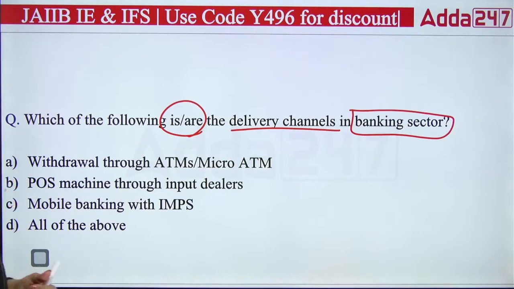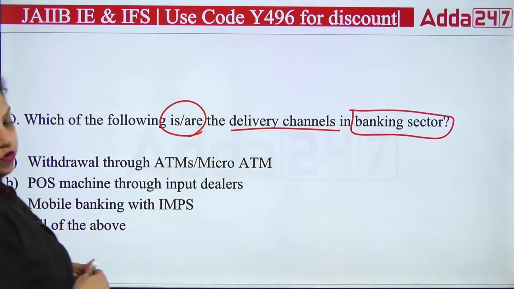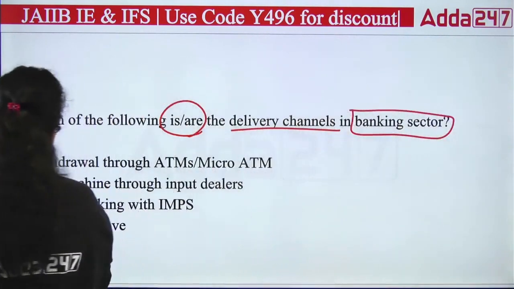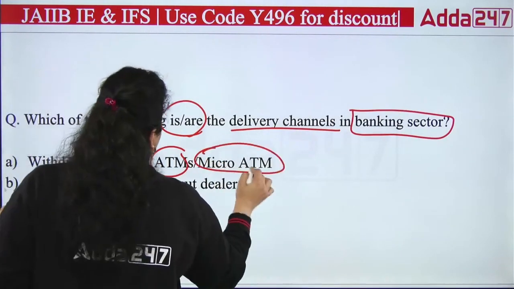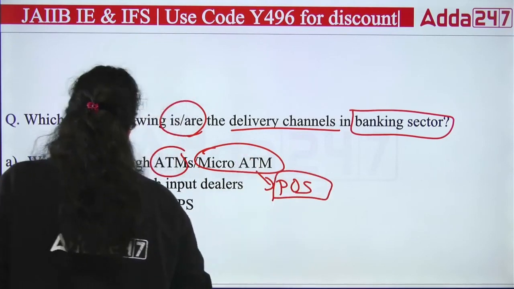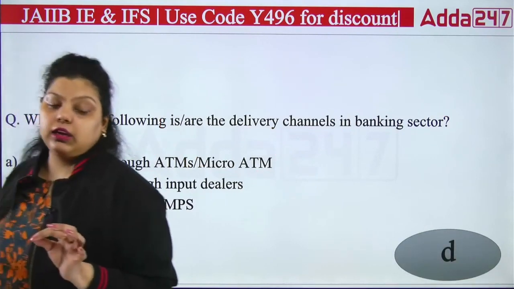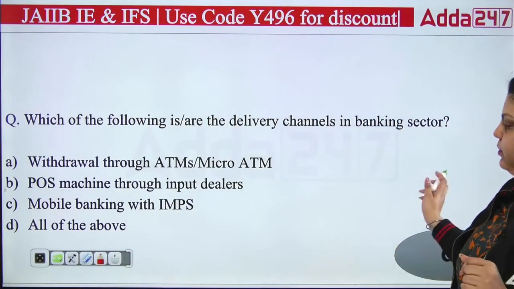POS is the point of sale terminal. Okay, POS machine is what? Point of sale terminal. So let me know which of the following is correct here, the right answer. Actually, the right answer will be all of the above. All are the delivery channels. Your withdrawal through ATM or micro ATM. Actually, POS terminals are the micro ATM only. POS machine through input dealers and mobile banking with IMPS, Immediate Payment Service. So all are the delivery channels of the banking sector. So your right answer will be D, all of the above. Next question.